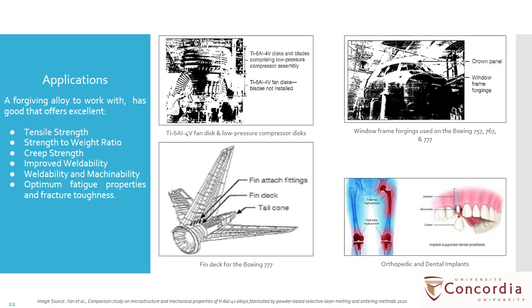And finally, the applications. Alpha beta titanium alloys are widely used in aerospace components like aircraft frames, engine components, landing gear, and fasteners. Their high strength to weight ratio and good corrosion resistance make them ideal for aerospace applications. These alloys are also biocompatible, making them suitable for medical implants such as joint replacements, bone plates, and screws. Their low modulus of elasticity and excellent corrosion resistance promote better integration with the human body.